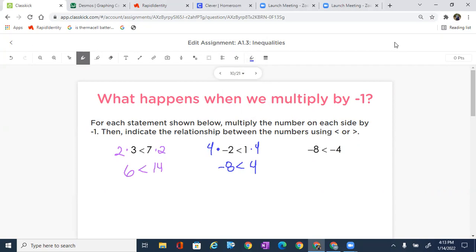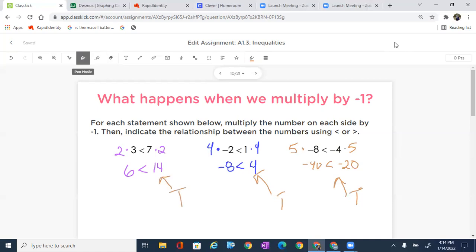Now let's experiment one more time. Let's say I multiply by the positive 5. 5 times negative 8 is negative 40, which is less than negative 4 times 5, which is negative 20. Well, is negative 40 less than negative 20? Yeah, it is. So each time we multiplied by a positive, everything stayed exactly the same because we had true statements. These were all true statements.